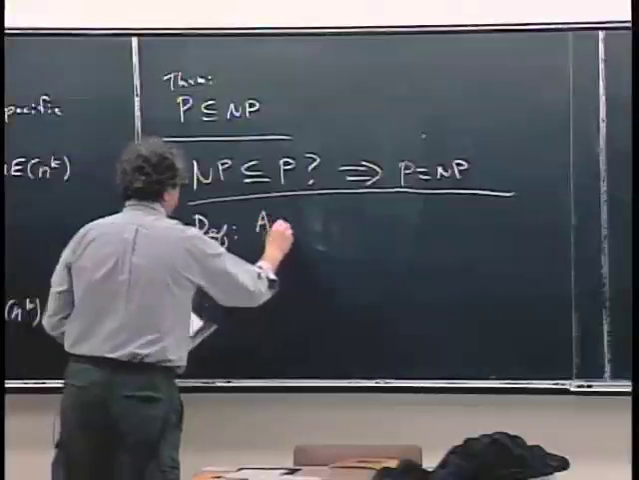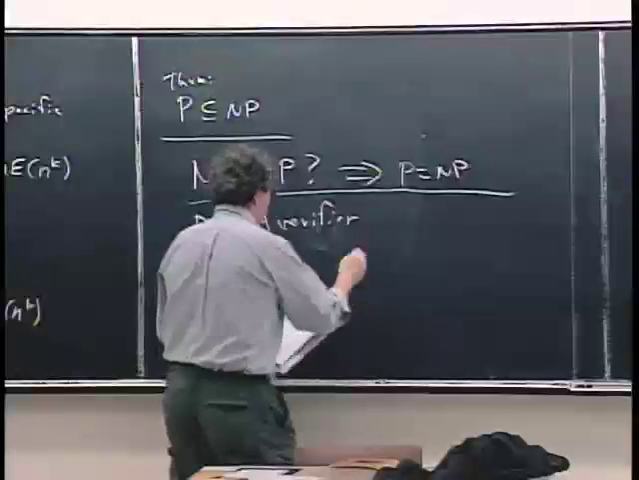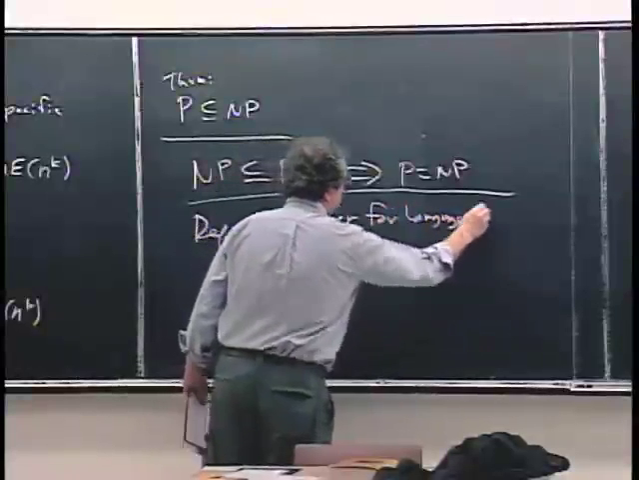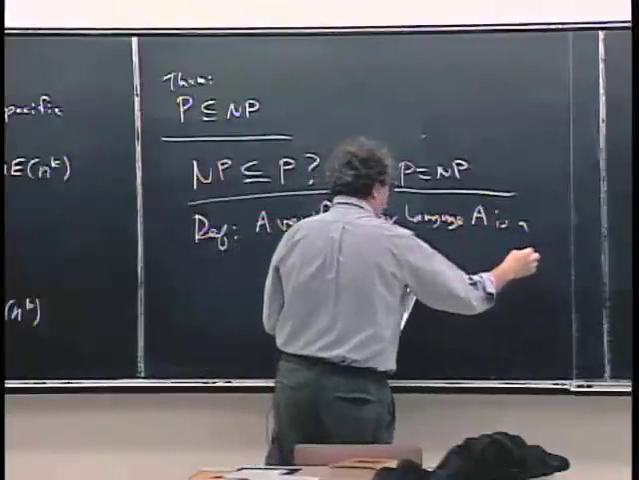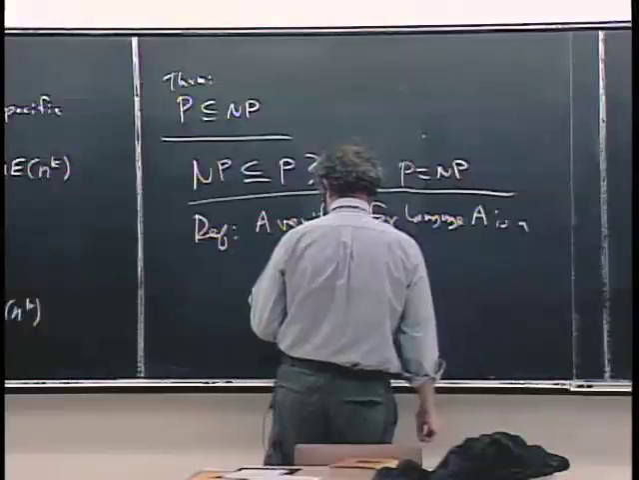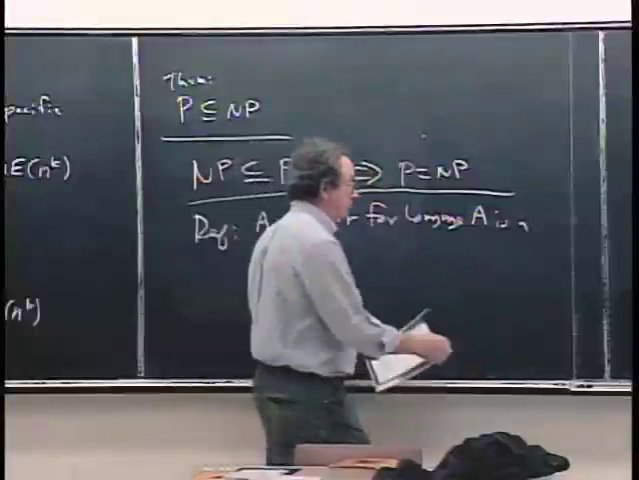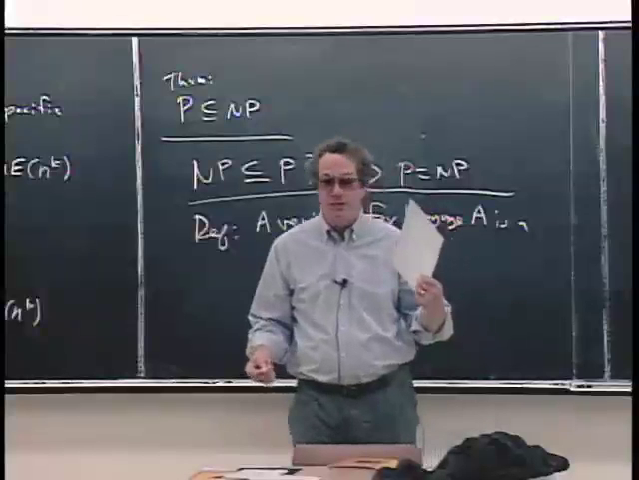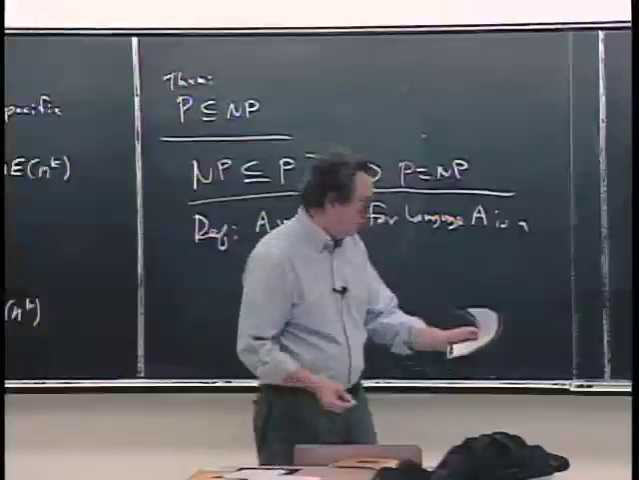A verifier for a language A is a Turing machine. Actually, well, that's funny. He writes algorithm here, but the only thing we know about an algorithm in this book, in this course, is that an algorithm is something that can be implemented on a Turing machine, right? So I'm going to say Turing machine.